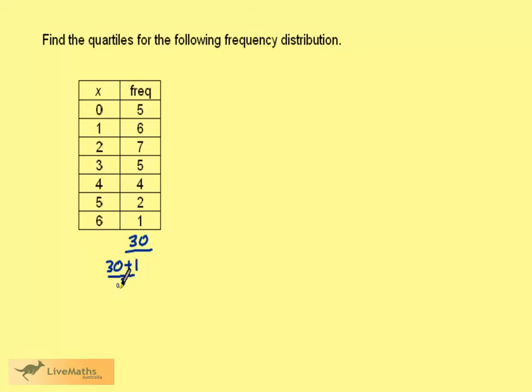30 plus 1 divided by 2 is 15.5. The median then will be between the 15th and 16th pieces of data. Let's locate these. We start with 5 zeros. We then have 6 ones, giving us 11 pieces of data so far. We then have 7 twos, taking us to 18.